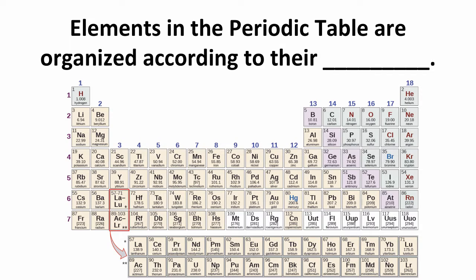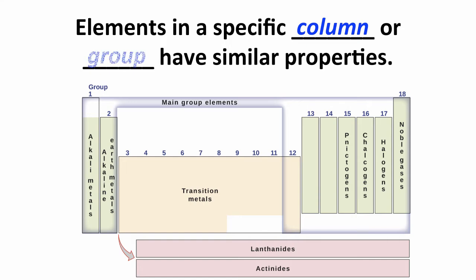Let's start by noting that elements in the periodic table are organized according to their properties. In fact, elements in a given column or group have similar properties. For example, the elements in group 1, what are called the alkali metals, have properties similar to other elements in that column. Elements in group 2, the alkaline earth metals, have properties similar to other elements in that column. The halogens, group 17, have similar properties. The noble gases have properties similar to other noble gases, etc.